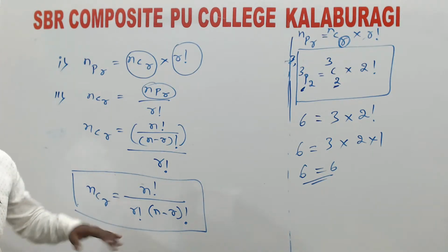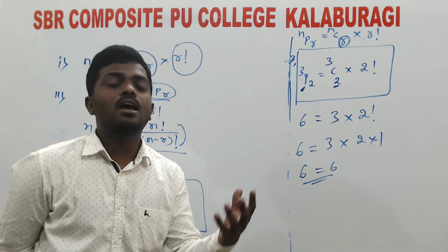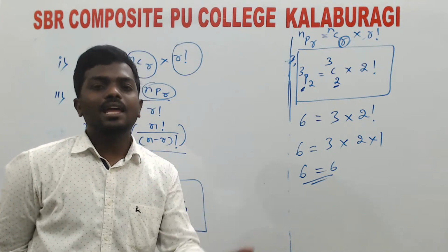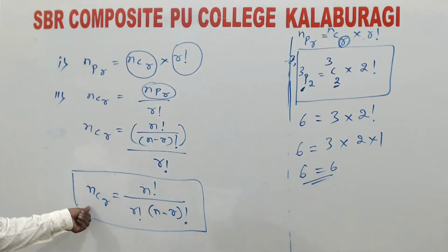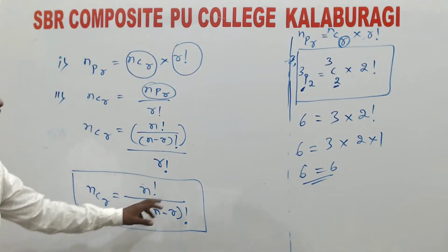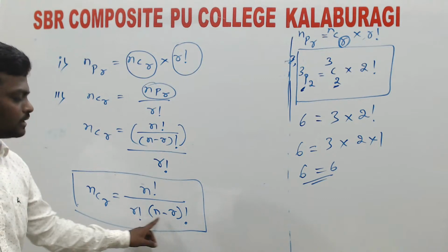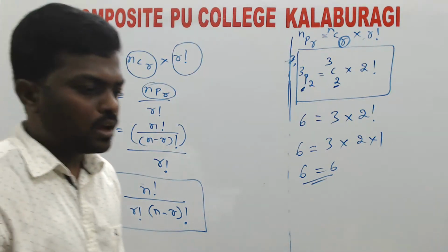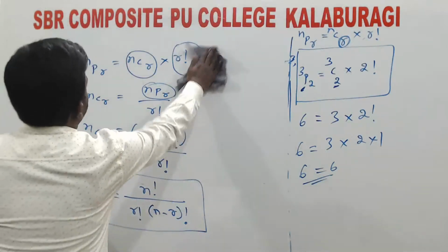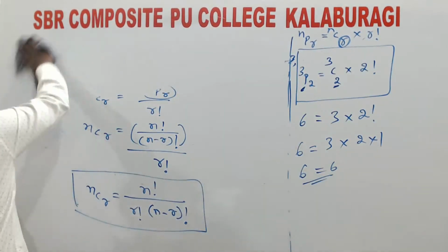So is that clear, students? What is the permutation formula? When distinct objects are given, nPr is equal to n factorial by (n minus r) factorial. What's the combination formula? nCr is equal to n factorial by r factorial into (n minus r) factorial. From here we shall see a few more cases and then start with the problems.